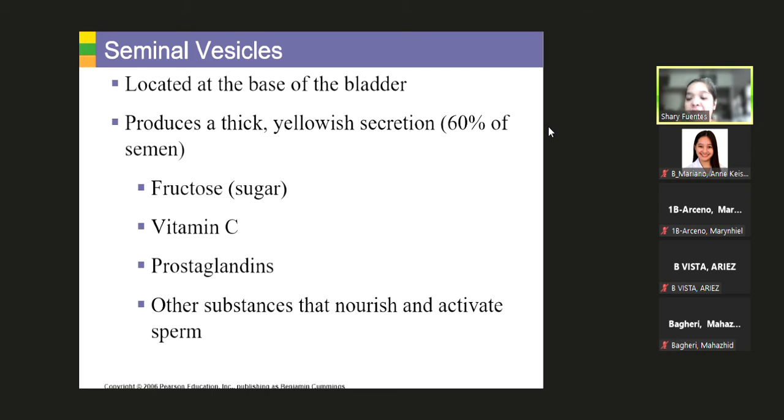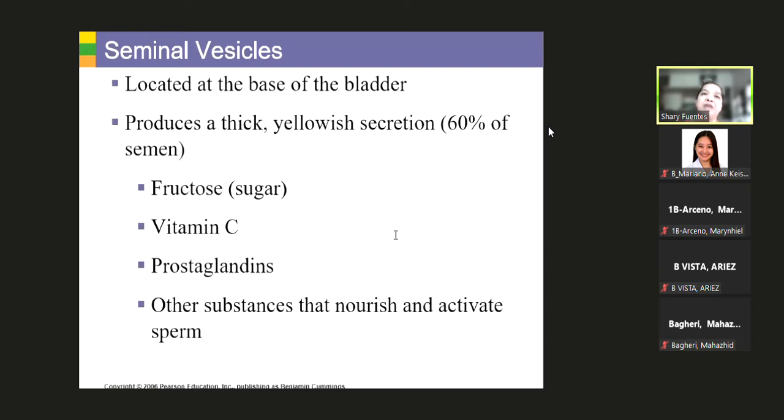So your seminal vesicle. Okay, seminal vesicle is the first accessory structure, located at the base of the bladder. This is about the size of a finger, about 6 to 7 centimeters in size. And ang body niya is actually coiled and compact in here. Okay, so they produce a thick yellowish secretion, so they provide 60% of the volume of the semen.